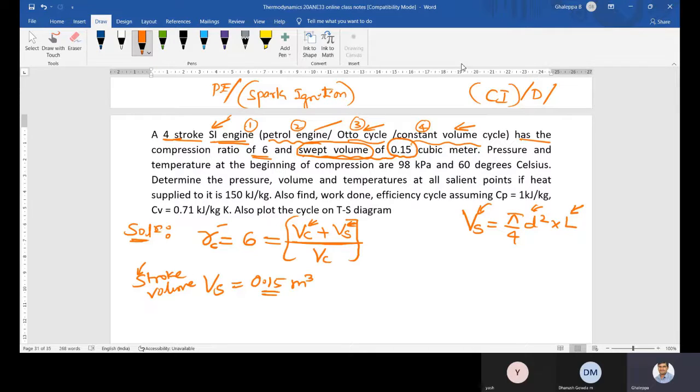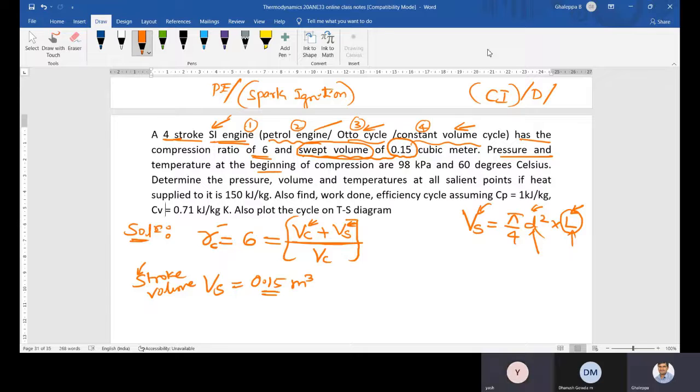Next, pressure and temperature. Length of the stroke will be given, 100% it will be given, because the diameter as well as the length are design properties. Someone has designed that engine. Unless he mentions geometric properties, that is design properties, we cannot do any calculation.